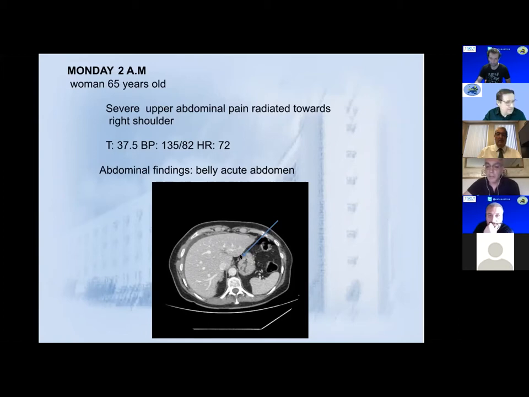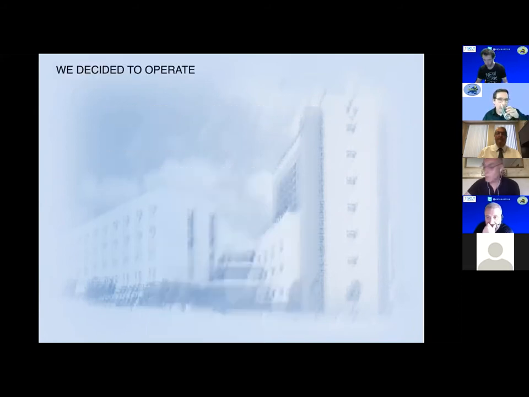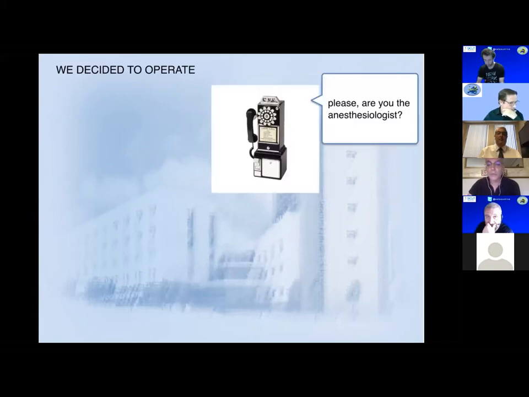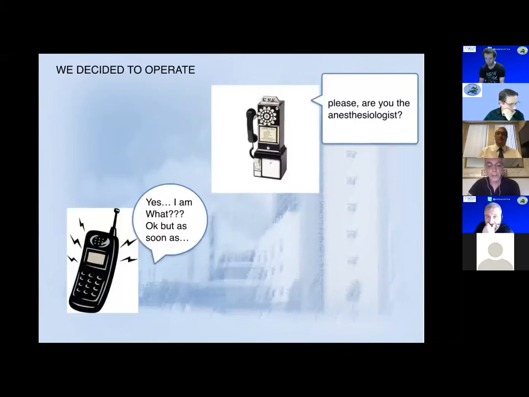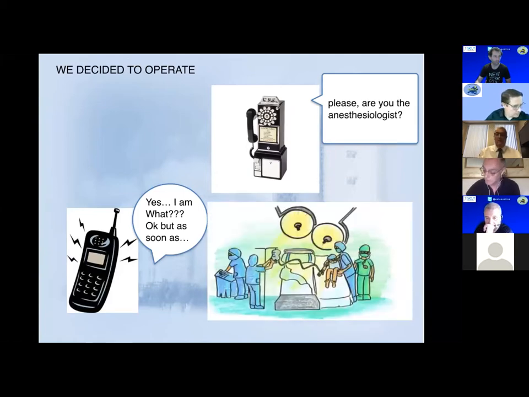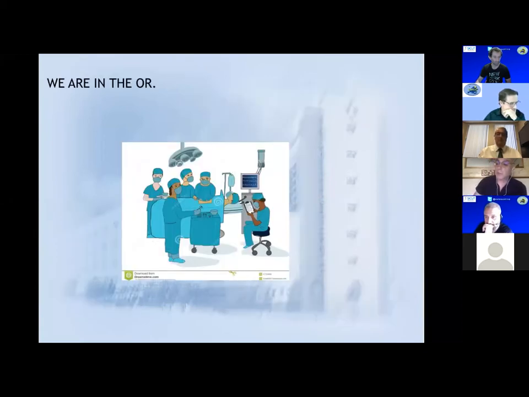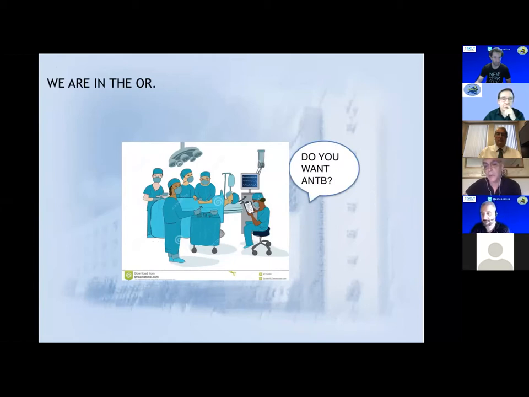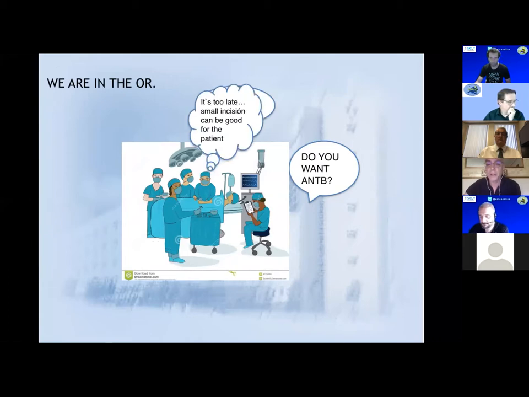This is the perforation of the anterior abdominal wall, and this is the free liquid in the subhepatic region. Then we decided to operate. We phoned the anesthesiologist, who is as tired as us, but with an acute abdomen, we decided to go as soon as possible to the operating theatre. In the theatre, the anesthesiologist asked us if we wanted antibiotics. Oh yes, amoxicillin. I forgot it in the hurry.